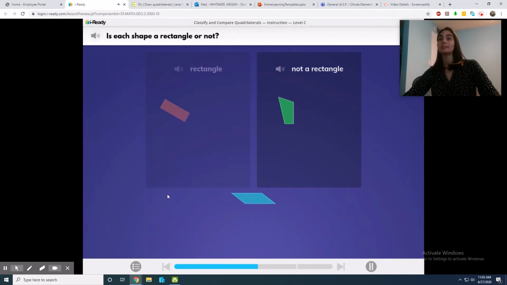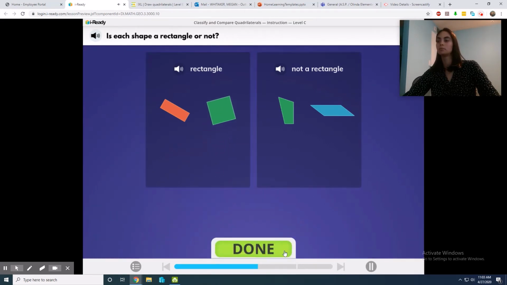So remember, with a rectangle, they also need 4 right angles. So this one does not have 4 right angles, so it's not a rectangle. This one, the top and the bottom are the same, the sides are the same, and it has our 4 right angles.